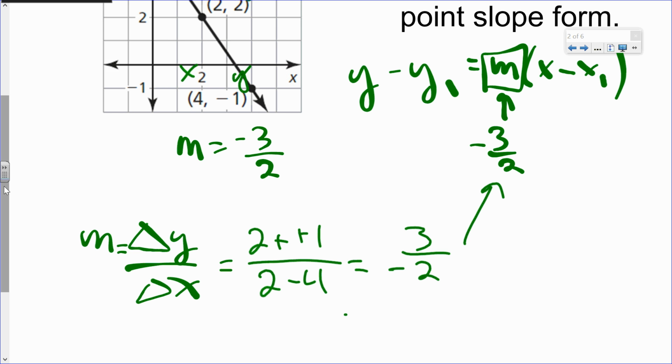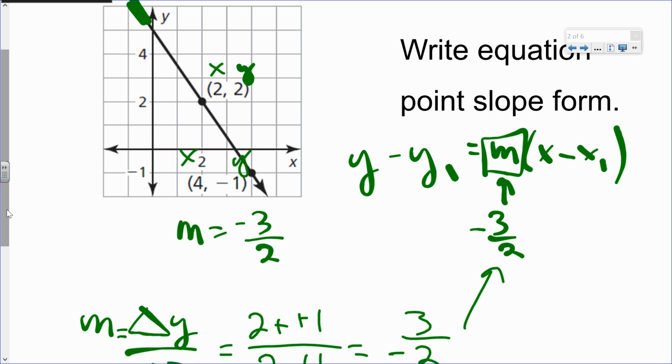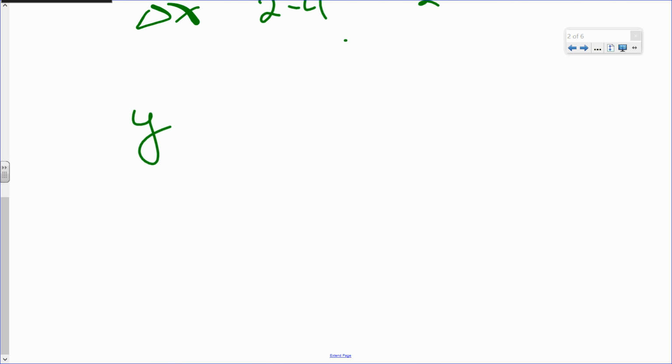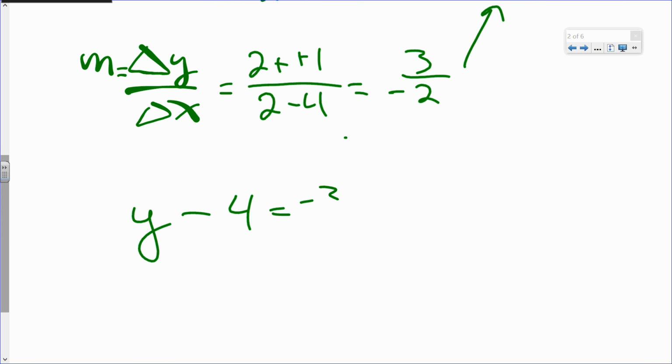Okay. Now let's pick any point. Some of you picked 2, 2, and some of you picked 4, negative 1, which is awesome. I saw both answers there. So y minus, I'll use the 4, negative 1 first. So it's going to be y minus negative 1 equals negative 3/2 times x minus 4, but that becomes y plus 1. I saw Alvarado with this version, very nice.